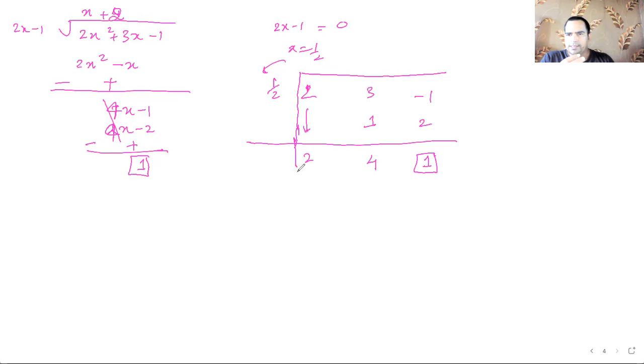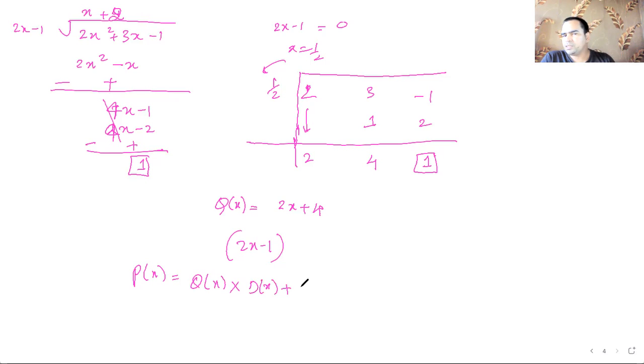Whenever you're dividing a polynomial using synthetic division, you can see the difference in the quotients. If I say the quotient is 2x plus 4, this is actually completely wrong. Let's say 2x plus 4 is my quotient and 2x minus 1 is the divisor. Then my polynomial P(x) should ideally be quotient times divisor plus remainder. This is the general structure.